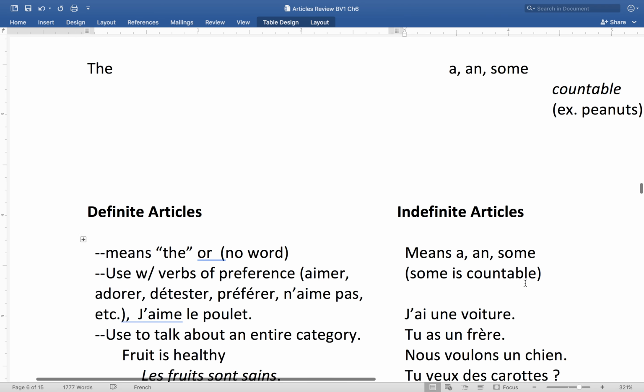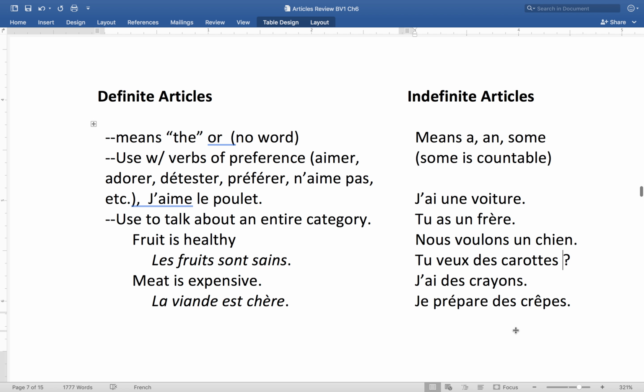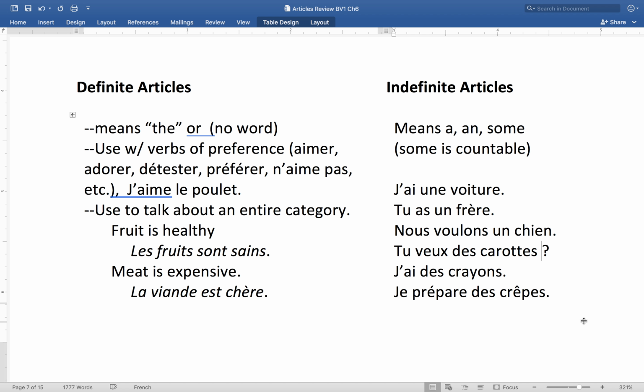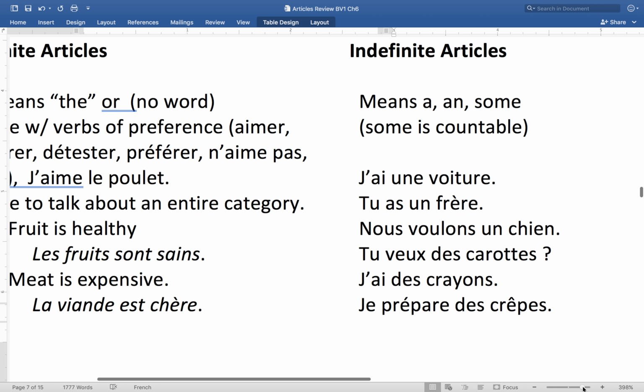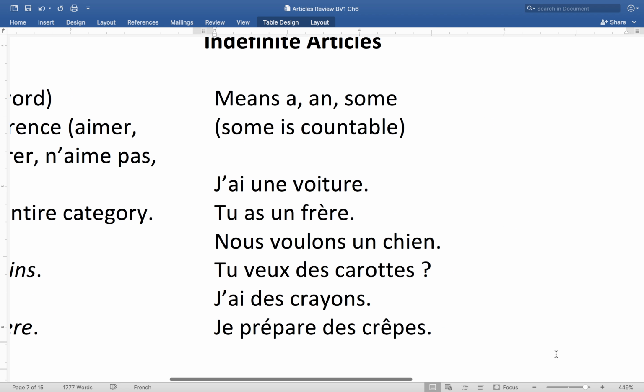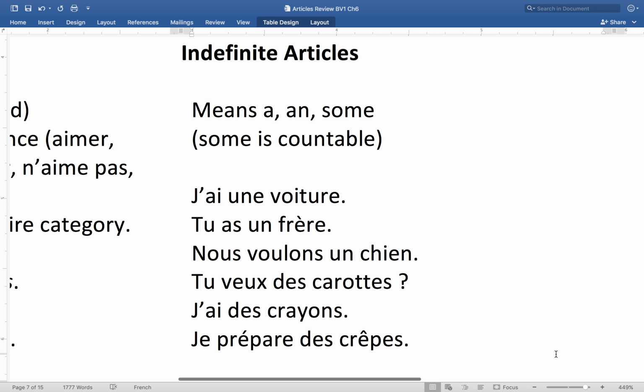So we figured out when we use a definite article. Now let's zoom in on when we use an indefinite article. An indefinite article, so un, une, or des, it means a, an, or some. And remember that some is countable. Okay, like hamburgers or French fries or croissants or muffins or chicken wings.